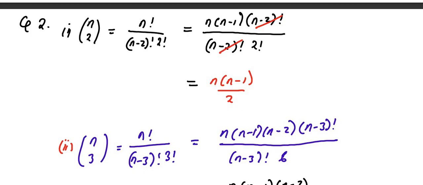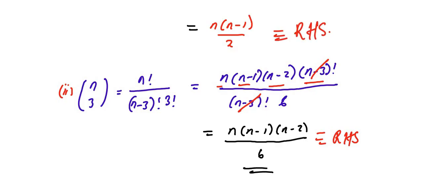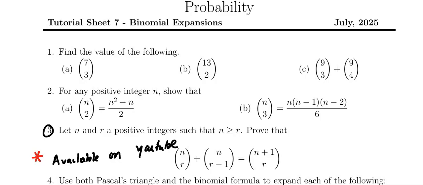Then the next one, you have n choose 3. This is what you get. Then from here, you simply express the whole expression there. You just reduce it. So n factorial is the same as n times this, times that, until we see n minus 3. Then we can cancel this to just remain with that, which is the right hand side. The same applies here. This is your right hand side. So that answers your question number 2 and 3.